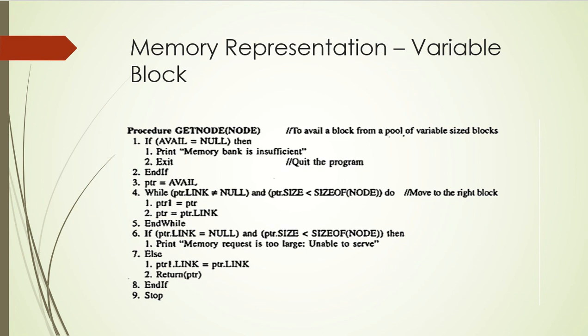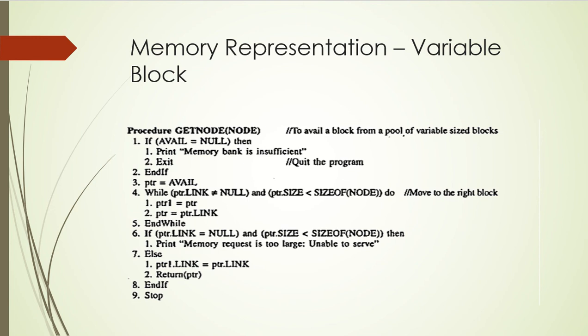Else you have some nodes which are available inside the memory bank. You are going to find out that node which can cater to the requested amount of memory from the program. So that is why in step number 4 you are going to travel through the memory bank until a particular position. Either you have reached a node which has the requested amount of memory, or you have gone to the end of the linked list.